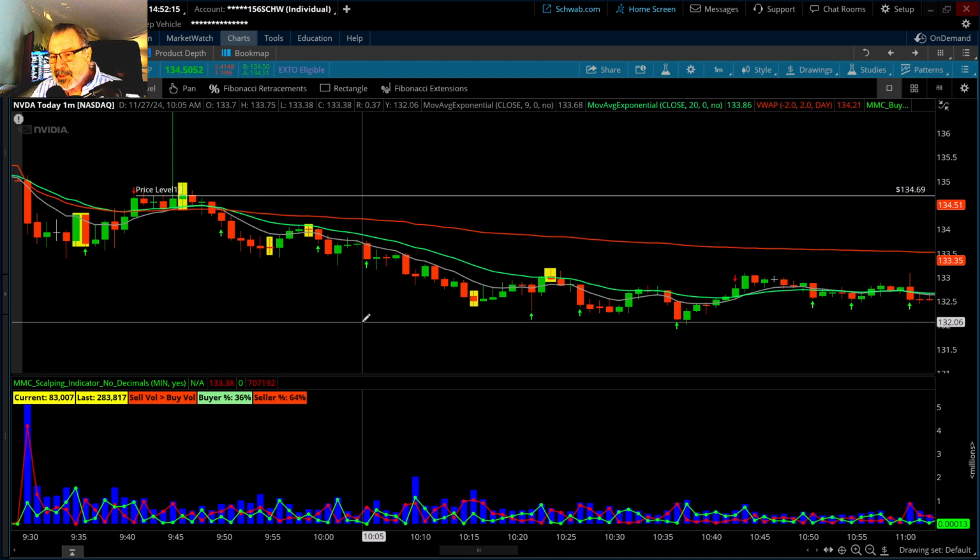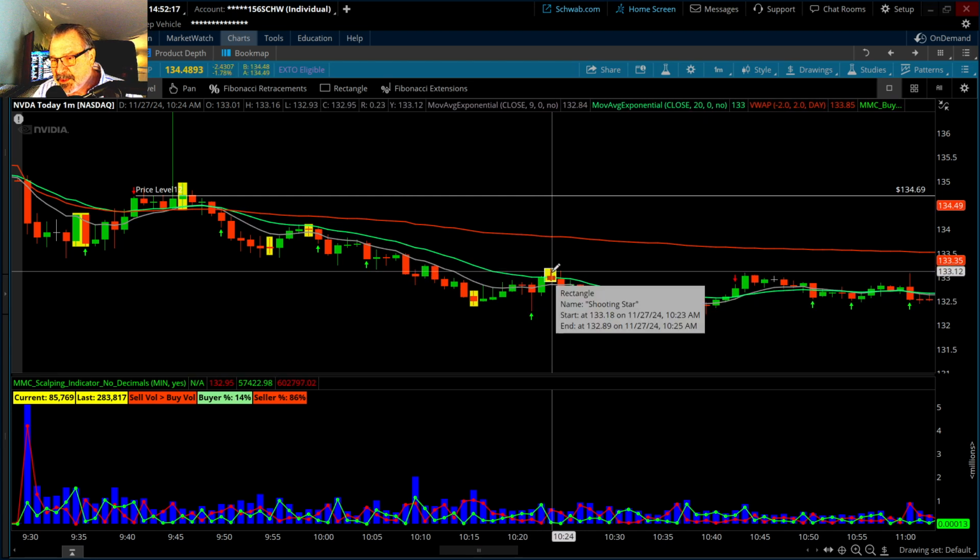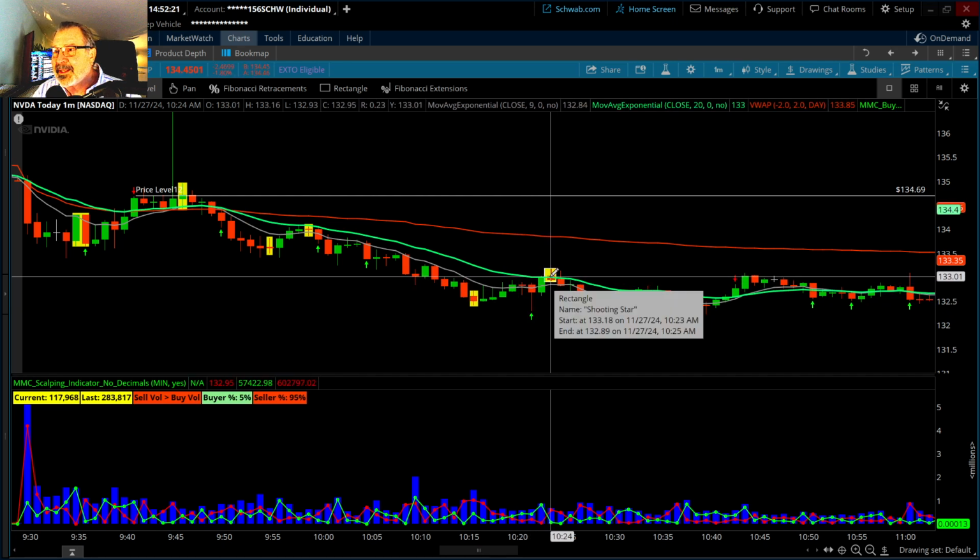Before I get into the other platforms, what is this one? This looks like something. This is a shooting star. That's a pretty high rated one too. The shooting star is 73.1%.